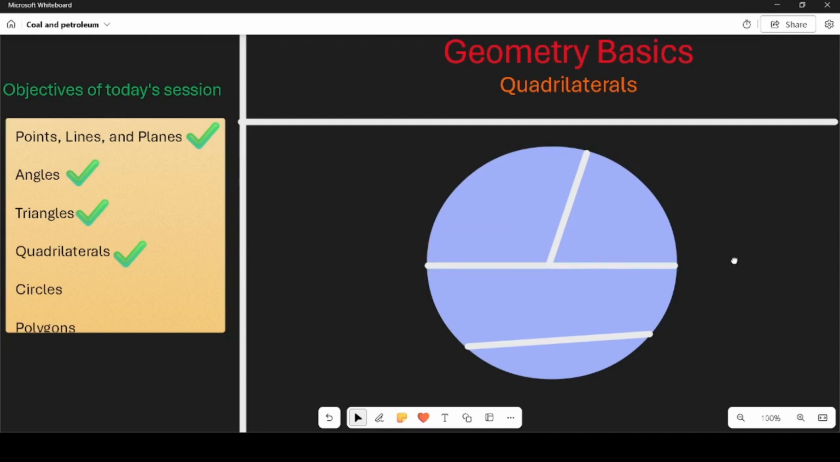This is the diameter. It goes from one end to the other end, passing through the center of the circle. This is a chord which goes from one end of the circle to another end of the circle, not through the center of the circle. And the circumference is basically the perimeter of the circle. The formula for that is 2 pi r, or pi times the diameter.